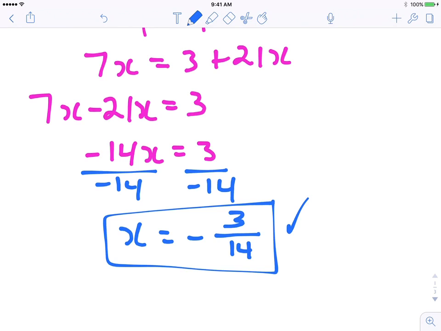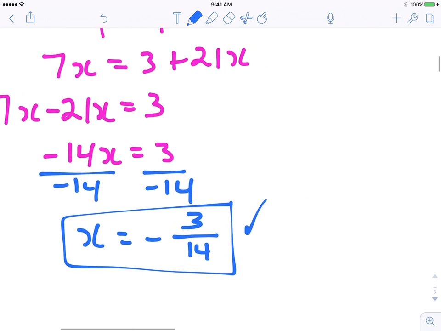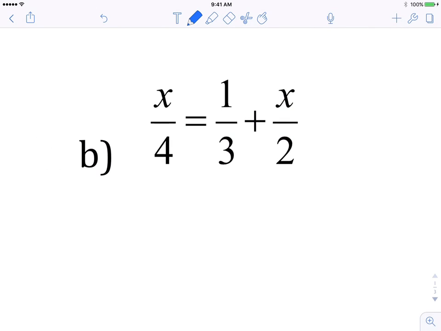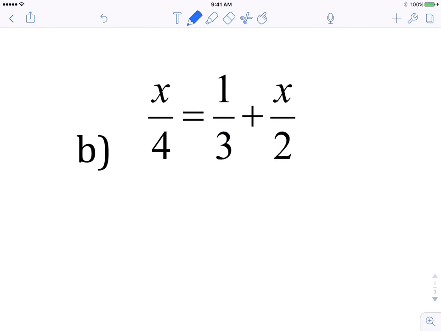And you notice I put the negative in the middle because it doesn't matter whether the 3 or the 14 is negative, but regardless, the entire fraction is negative. Moving along to b, and you might want to pause the video and try this on your own here and see if you can get the same answer.